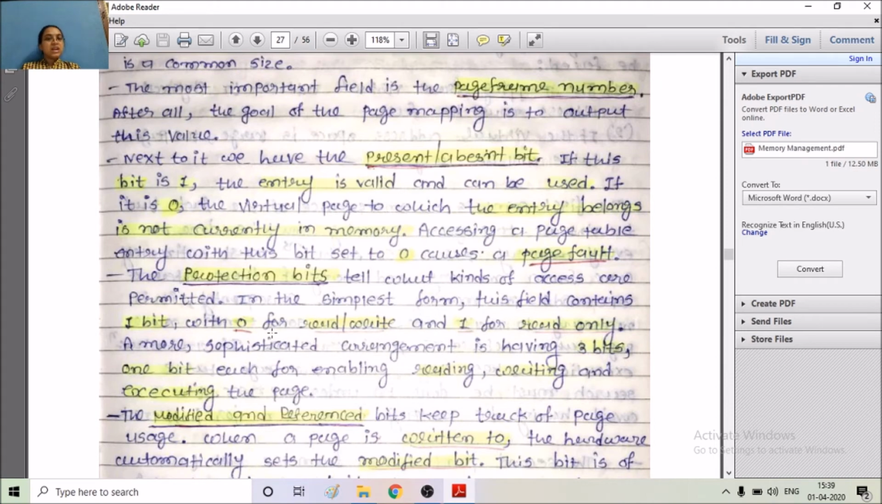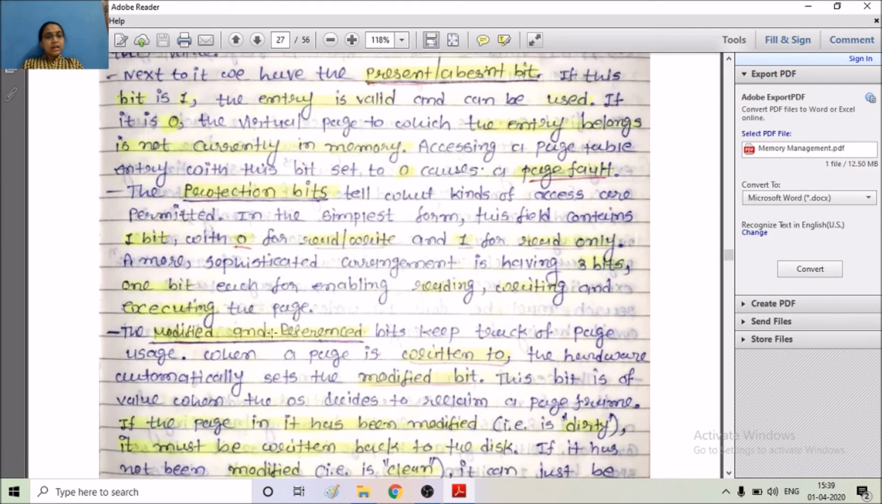For more sophisticated arrangements, there may be 3 protection bits. One indicates enabling reading, the second indicates writing, and the third indicates executing. So 111 means reading, writing, and executing permission for that particular page. Suppose 101, it means reading, no writing, and executing permission is there, and so on.